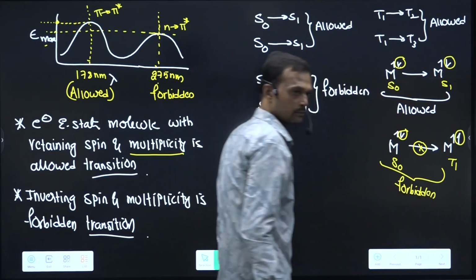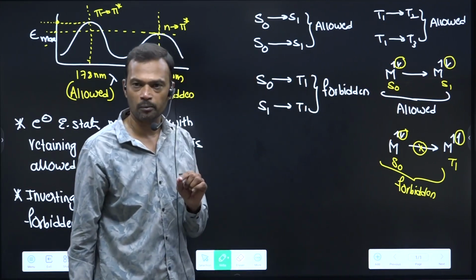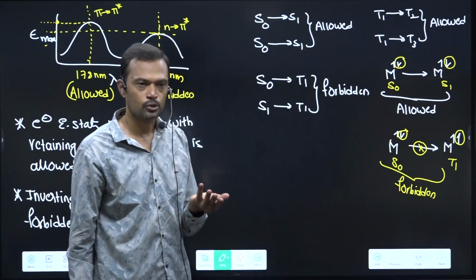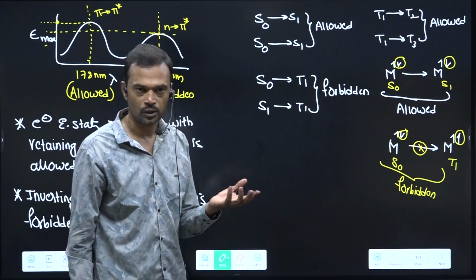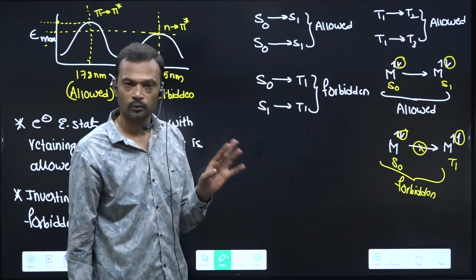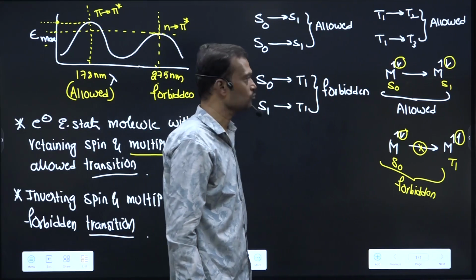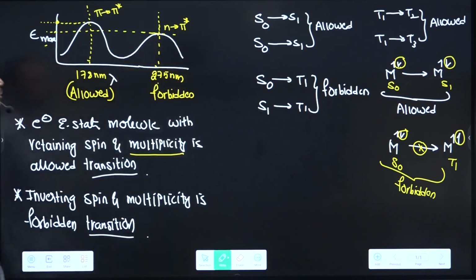Forbidden has many meanings. The actual meaning of forbidden is maybe very slow, maybe not existing, dead slow. That is the actual meaning of forbidden. So those are the allowed and forbidden possibilities.